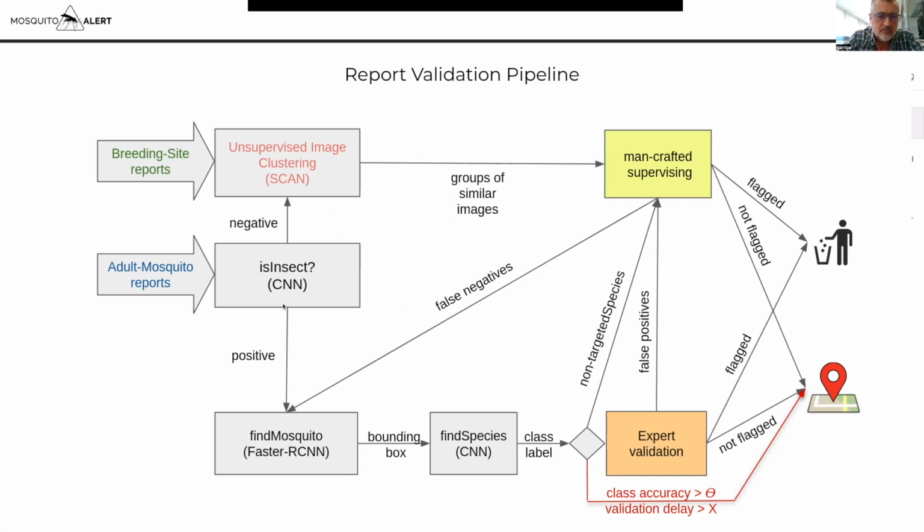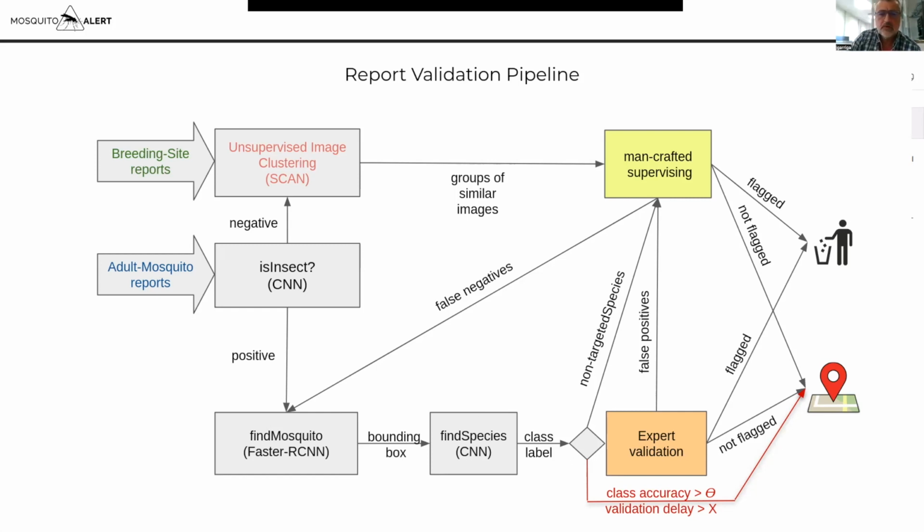Okay. Then positive images, that means images that have a potential mosquito in them, are sent to a second filter, which is basically a regional convolutional neural network that finds the area where the mosquito is and defines a bounding box around it, so that we can crop it. And once they are cropped, they are resized to 256 by 256 currently. And these images then are analyzed by this third filter, which we call find species, which tries to identify the species.